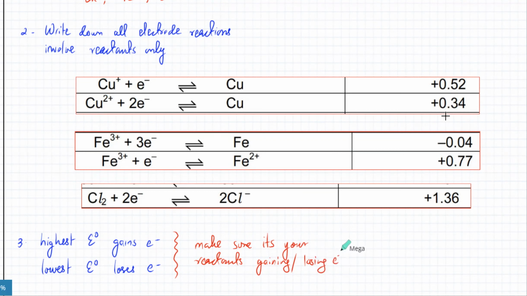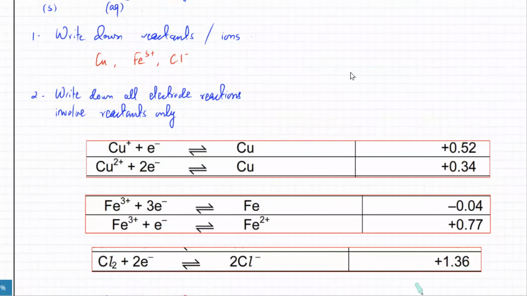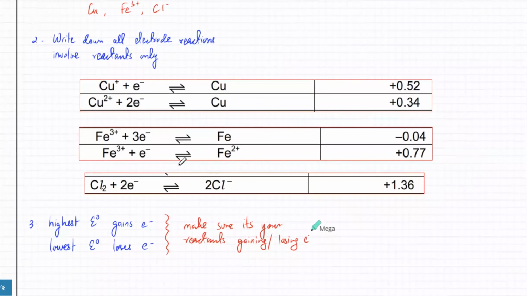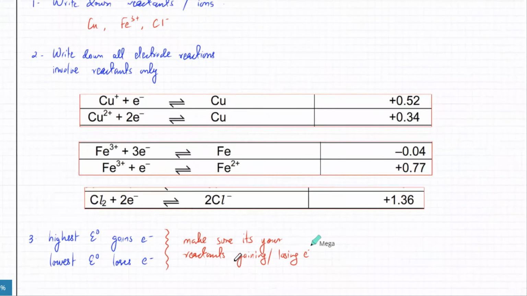It has to be someone out of these three. Is that clear? Yes. So it's either going to be copper or Fe3+ or Cl-. Someone out of the three is losing electrons and someone out of the three is gaining electrons. So you need to ensure that it's your reactants that are gaining or losing electrons. I've put my reactants right at the top.